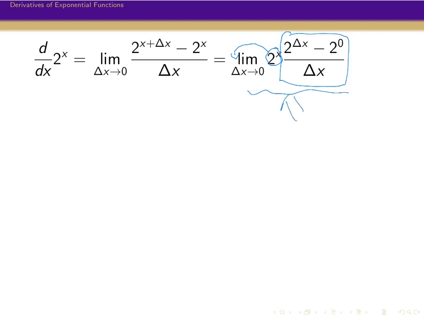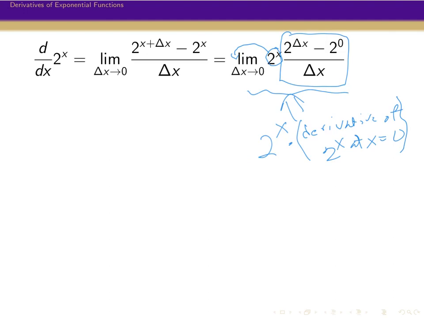So once we pull the 2 to the x out, what this means is this derivative here is going to be 2 to the x times the derivative of 2 to the x at x equals 0. So what this means is that if we can figure out what the derivative of 2 to the x just at x equals 0 is, then we're going to know what the derivative is everywhere else just by multiplying by 2 to the x. Okay?